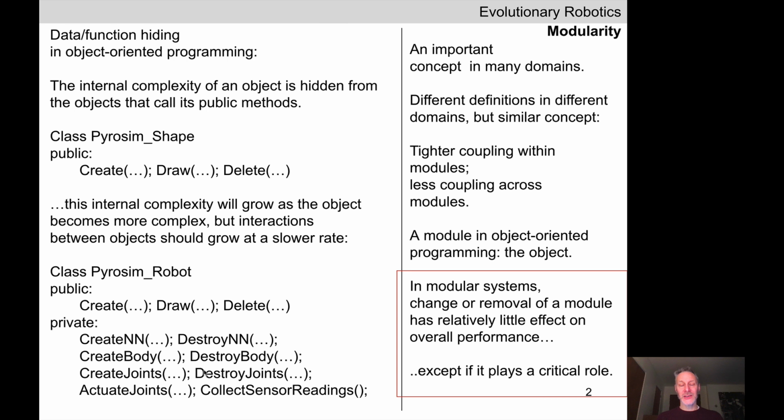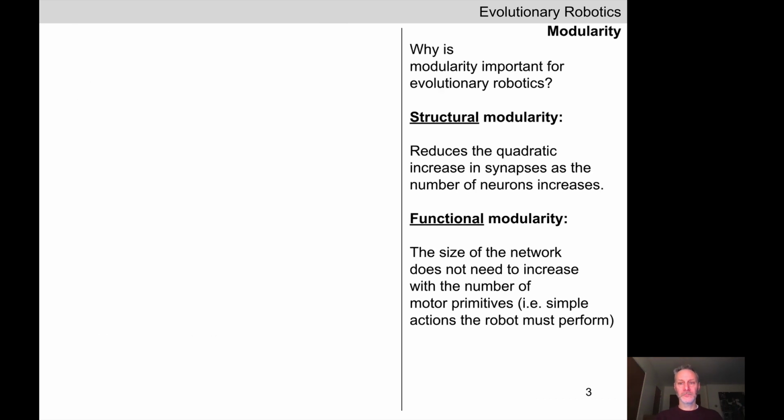So if you want to make a change to the robot, you can make it in here, and you don't need to make a change in the evolutionary algorithm or the fitness function. You can divide and conquer.